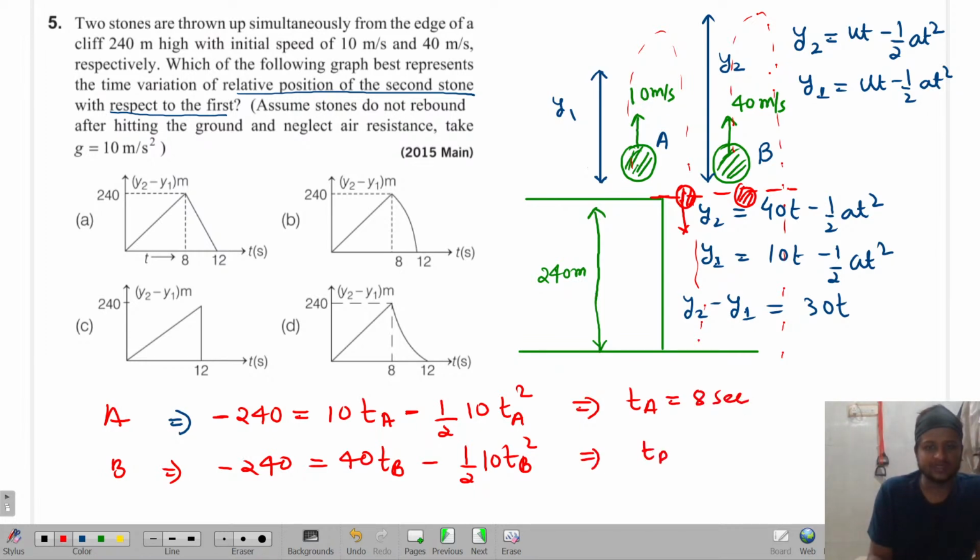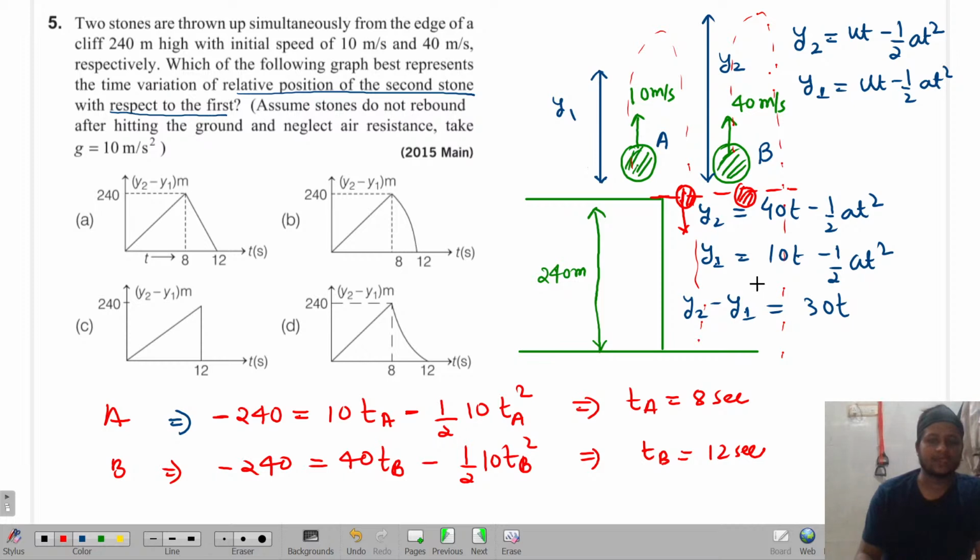And here you will get TB is equal to how much? 12 seconds. Okay. So now you have got the equation. One is 8 seconds, another one is 12 seconds. Understood or not? Tell me. Are you guys able to get me or not? Tell me. Yes, sir. Okay.